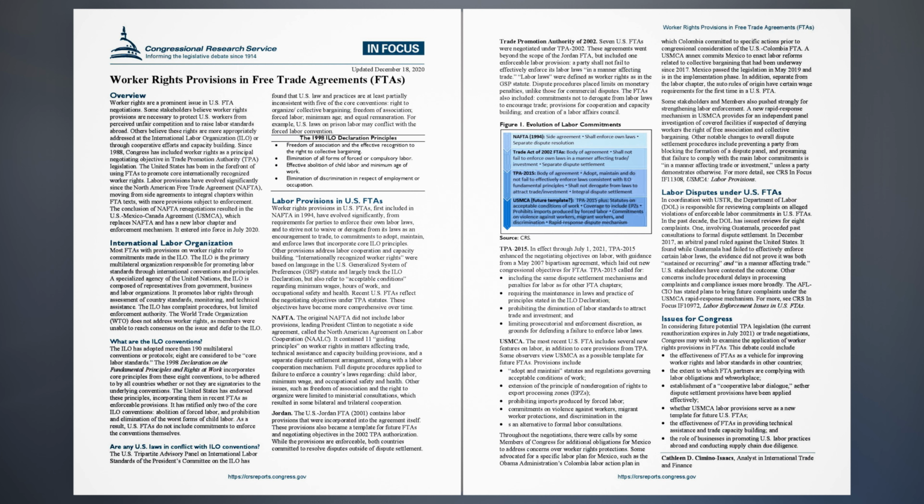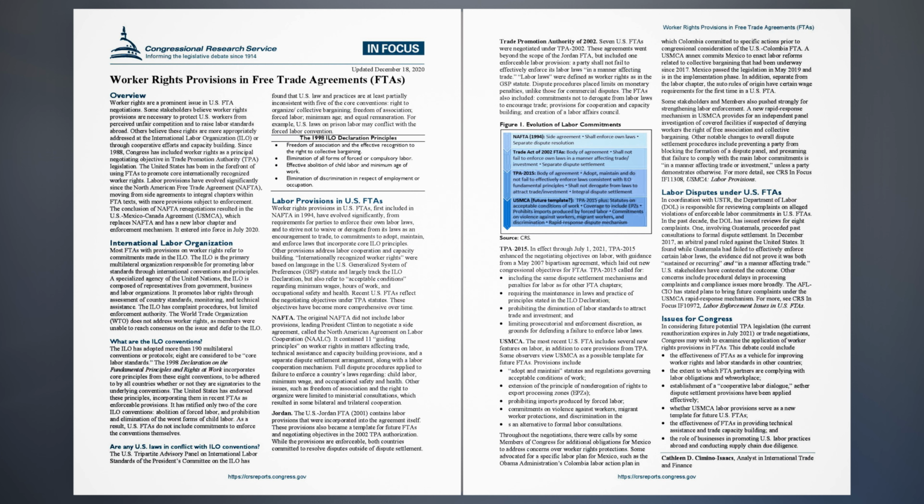Internationally recognized worker rights were based on language in the U.S. Generalized System of Preferences (GSP) statute and largely track the ILO Declaration, but also refer to acceptable conditions regarding minimum wages, hours of work, and occupational safety and health. Recent U.S. FTAs reflect the negotiating objectives under TPA statutes. These objectives have become more comprehensive over time.